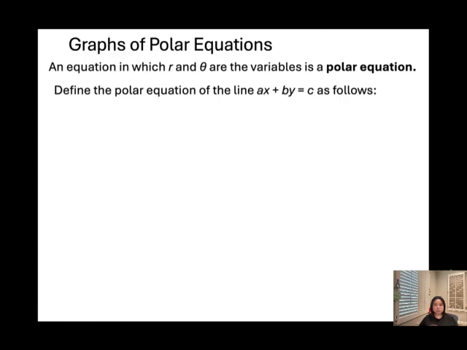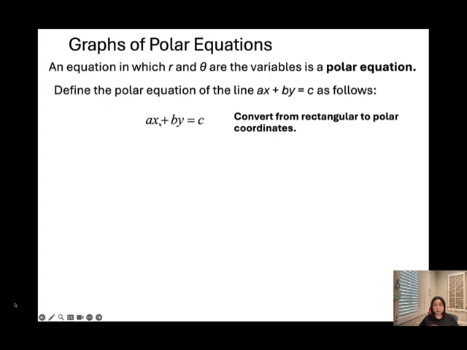Graph of polar equation. An equation in which r and theta are the variables is a polar equation. Define the polar equation of the line ax plus by equal to c as follows. So a, b, c are real numbers. This represents the rectangular equation. Now I want to convert it to the polar equation.